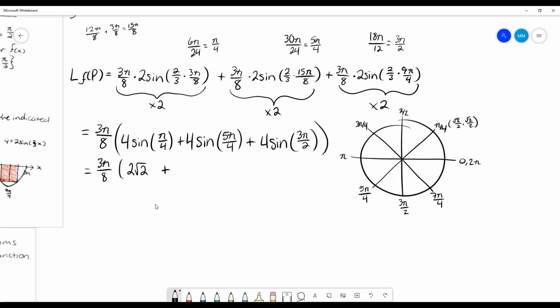Okay, plus, now I've got 5 pi over 4 here, which is going to be a negative sign, right? So it's going to be negative square root of 2 over 2. So it's going to be 4 times negative square root of 2 over 2, which is then just negative 2 square root of 2. And then we've got sine at this 3 pi over 2.